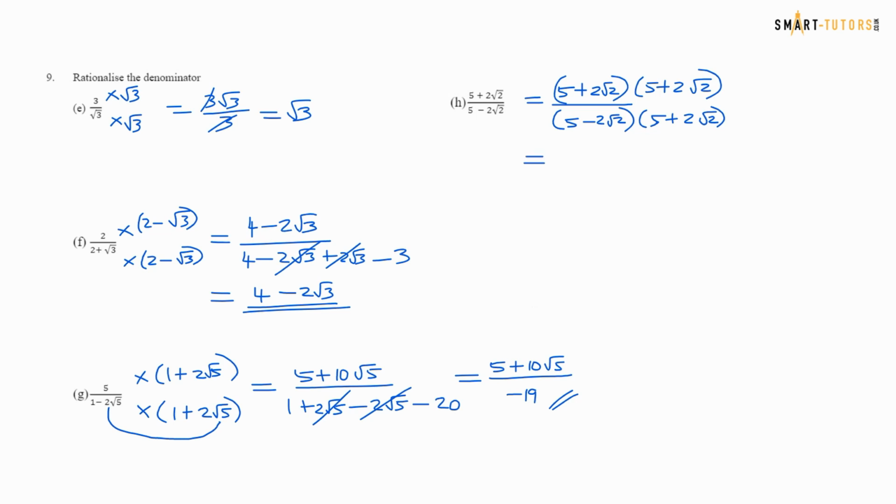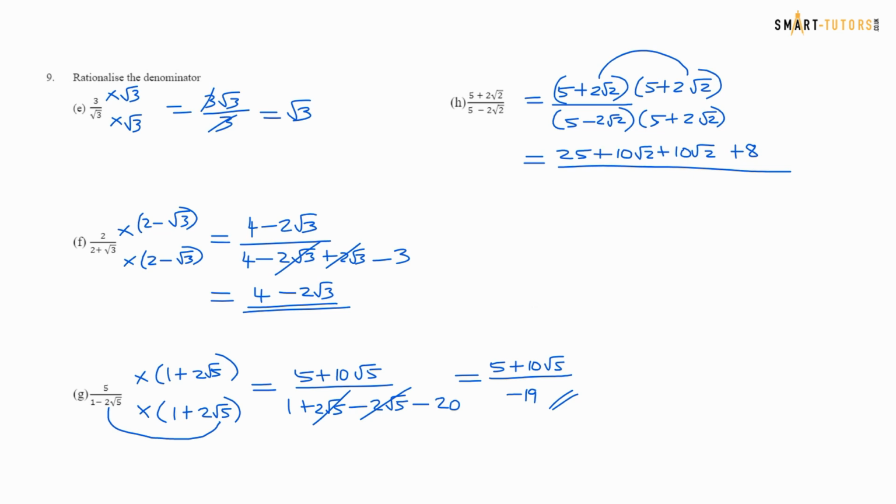And the top one, 5 times 5 is 25 and 5 times 2 root 2 is 10 root 2 and 5 times 2 is again 10 root 2, and now the last one, 2 root 2 times 2 root 2. Careful with the surds separately. Root 2 times root 2 is 2, then 2 times 2 is 4, that 4 and that 2 is 8, so plus 8.